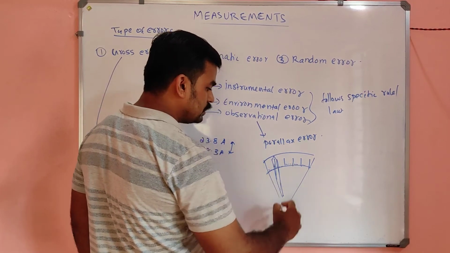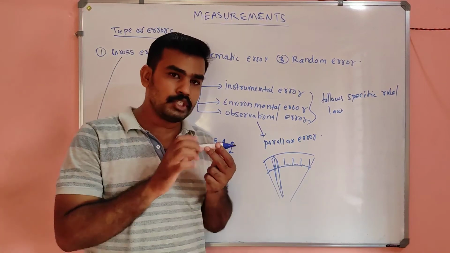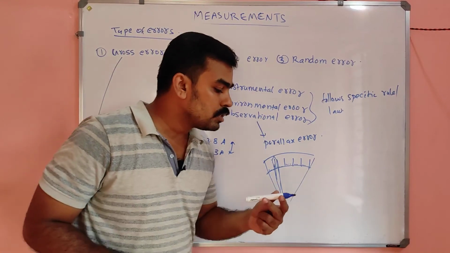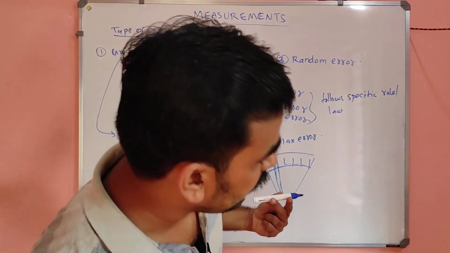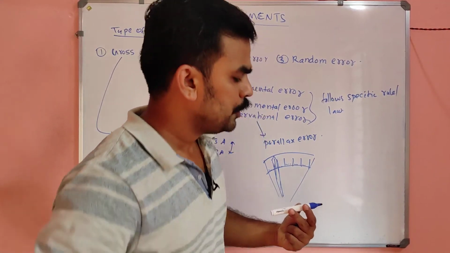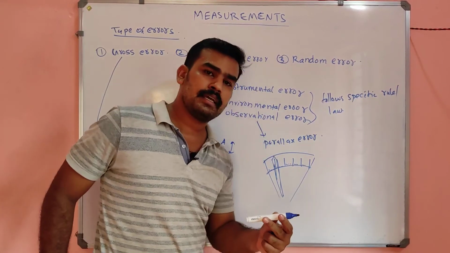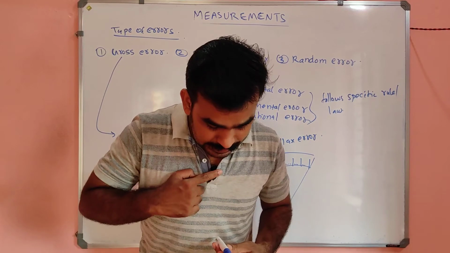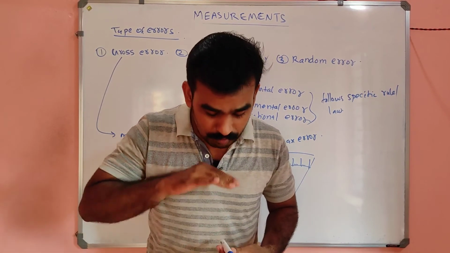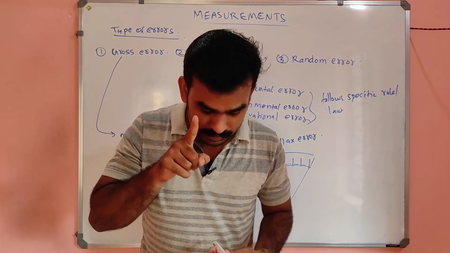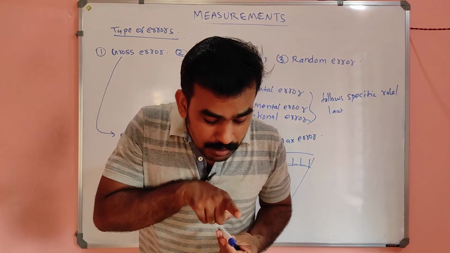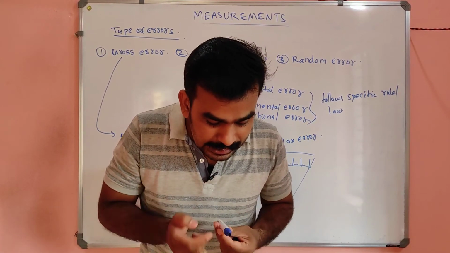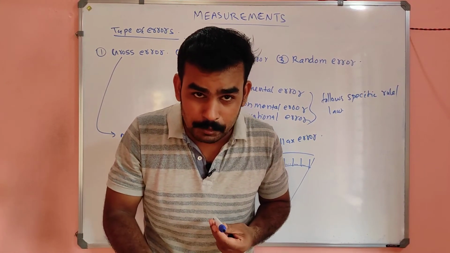Here the pointer lies. So you have to make sure that you can't take a reading this way. You can't take a reading this way, but you should take the reading exactly from above the needle. Then only there will be a parallel between the needle and the reading value.